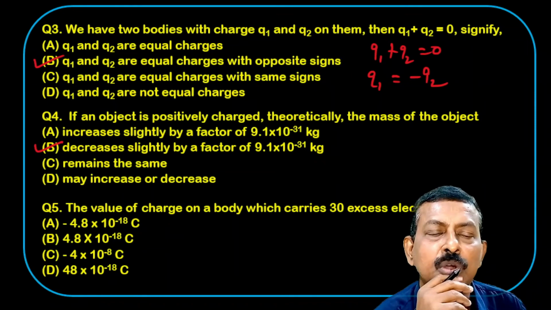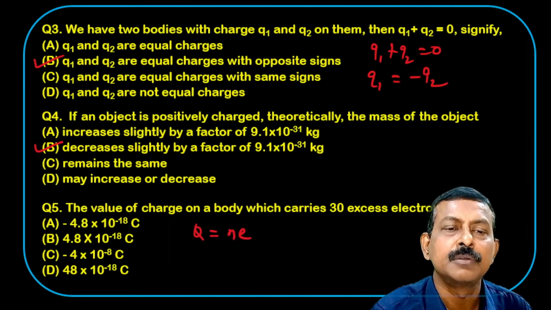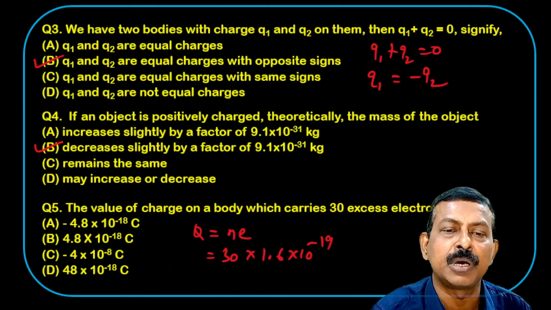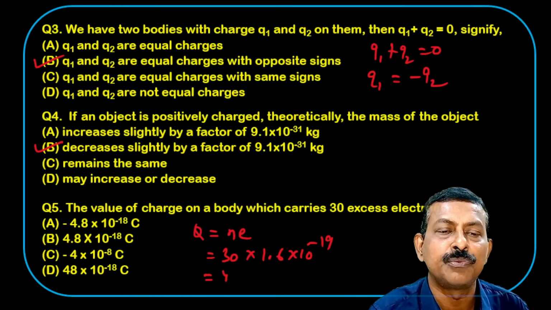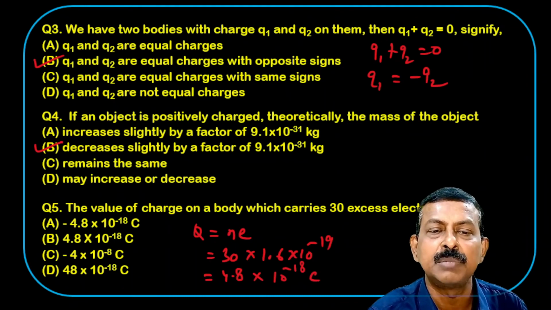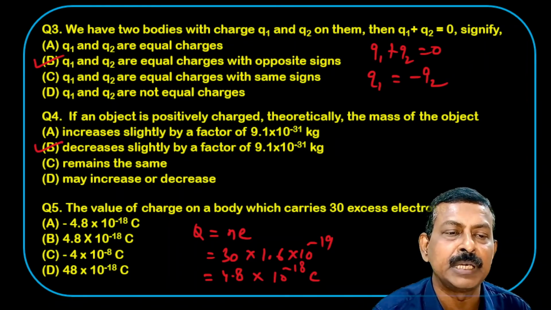The value of charge on a body which carries 30 excess electrons. Now we can use the quantization law. Q is equal to n e. n is 30 here, and the charge on the electron is 1.6 into 10 to the power minus 19. So that means it is 48 into 10 to the power minus 19. So we can write it as 4.8 into 10 to the power minus 18.